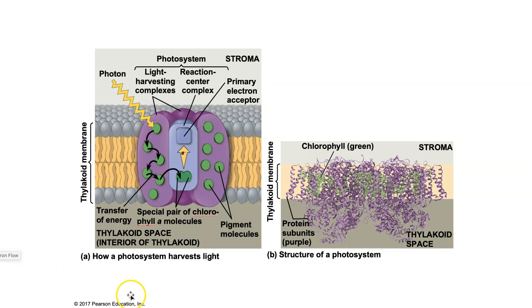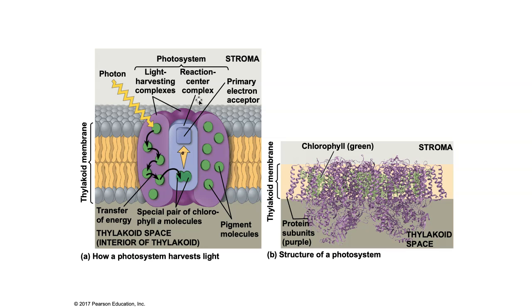A photosystem is comprised of a couple of things. In the center, we have what's called a reaction center complex. It's comprised of an association of proteins in here, and part of that is that it has this special pair of chlorophyll A molecules. So our photosynthetic pigment here, chlorophyll A, and it has something called the primary electron acceptor. So this whole thing is called the reaction center complex.